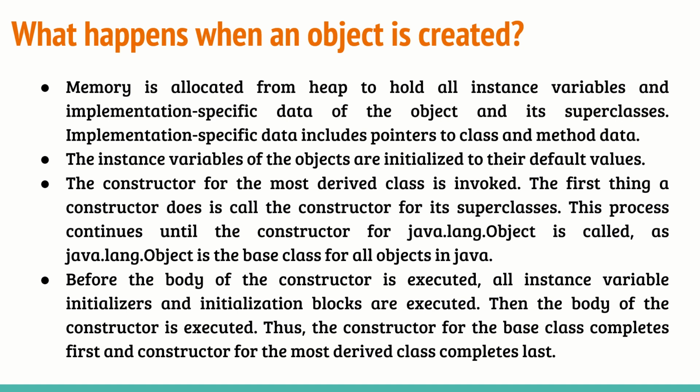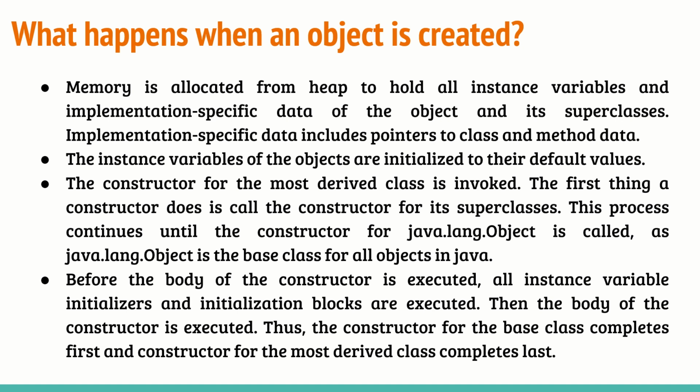The constructor for the most derived class is invoked, which means the last created class will invoke the constructor, and the first thing that the constructor does is to call the constructor for its superclass. Superclass is nothing but the parent class when it comes to C++. So I'll now invoke the constructor for the superclass. This process continues until the constructor for the topmost class in the hierarchy, java.lang.Object, is called, and that's the base class for all the objects in Java.